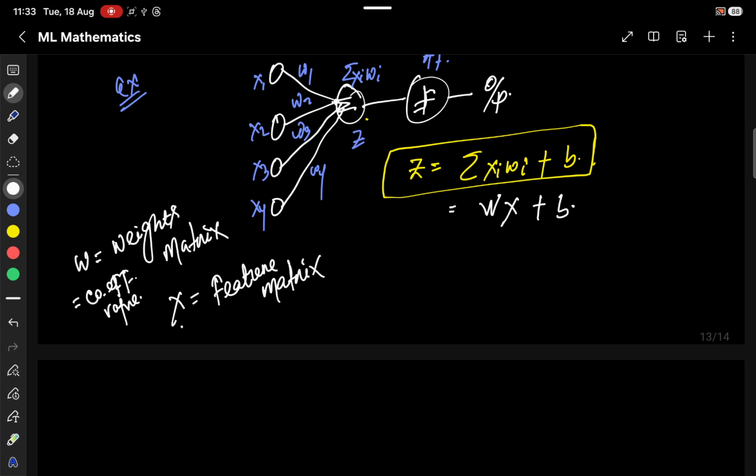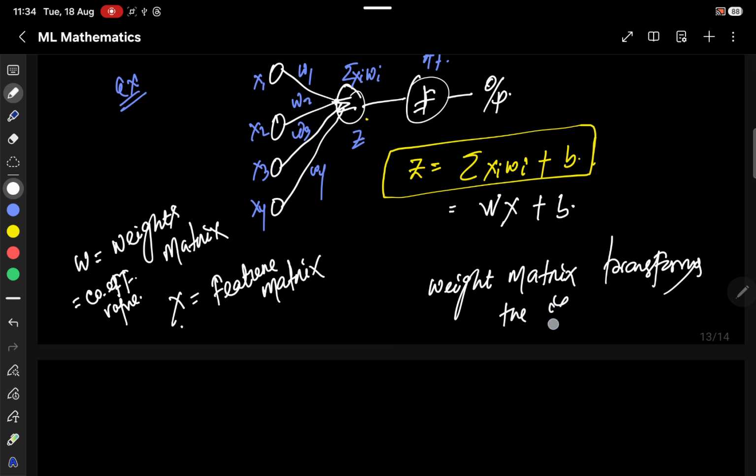So what I am trying to say here is that the weight matrix transforms the input vector x. If I write a small x, it's a single vector. If I write a capital X, it's a matrix, because a combination of vectors is a matrix. So multiplying one matrix with another matrix is actually nothing but transformation.